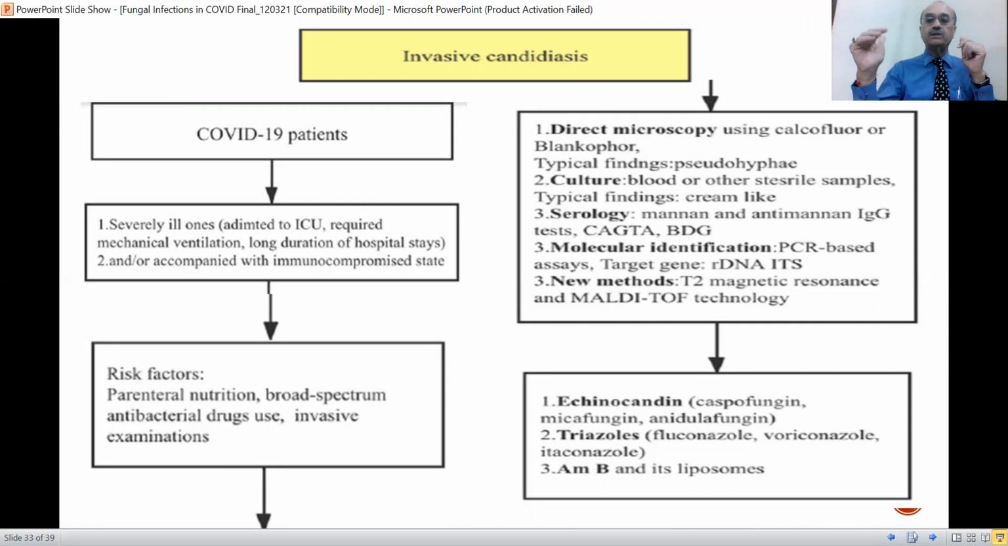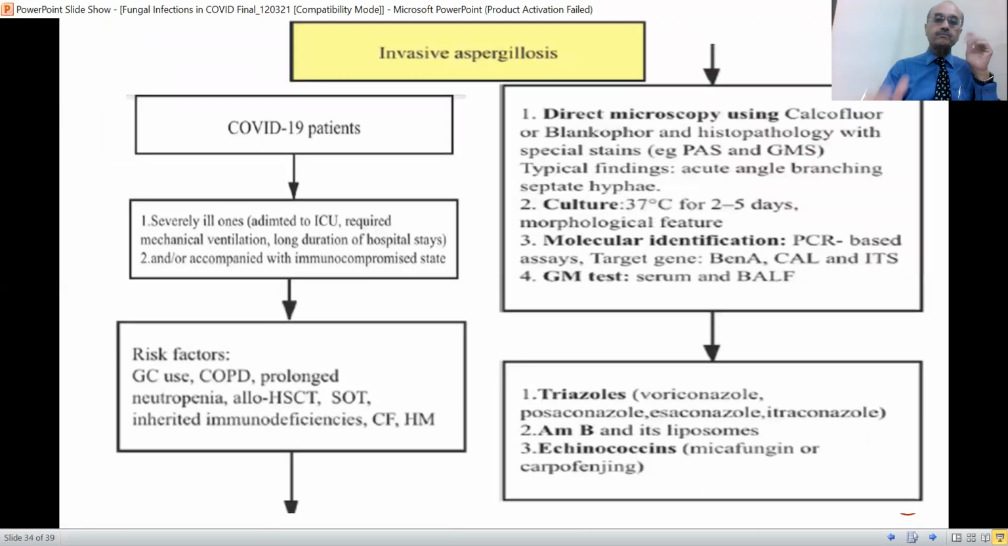Maldi-Tof technology is a new thing which is coming, but still, in India, what is available with us is galactomannan. So we have to go on this test. If the galactomannan is positive, or if your wash is showing pseudohyphae, then start him on echinocandins, even in the absence of these investigations. If clinically you suspect that this could be Candida, then you can start them on echinocandins.